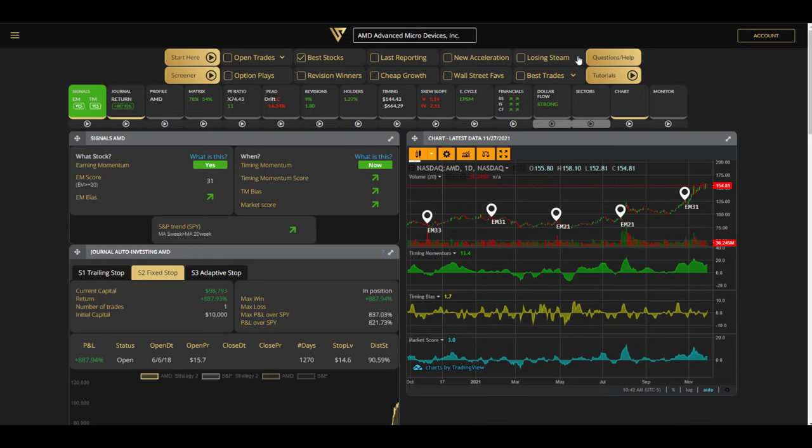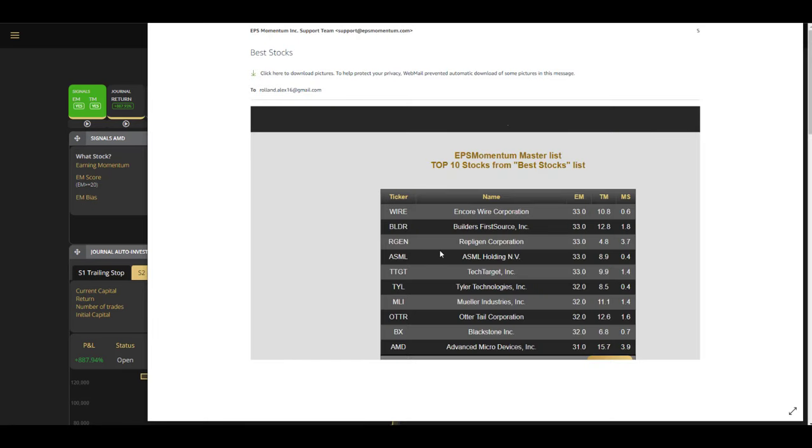Welcome to EPSMomentum. The first thing you get when you get EPSMomentum is the ability to get an email every day for any of the best stocks that the system has found, the open trades, last reporting, any of those lists to your email. You just need to click here. If you don't have that box, you need to subscribe to either the monthly or the yearly, and you'll get the notification every day. That email will look like this.